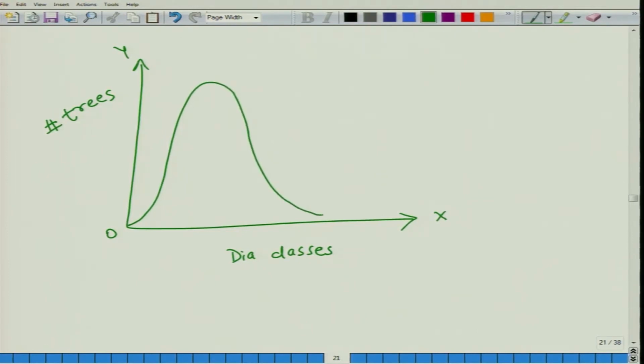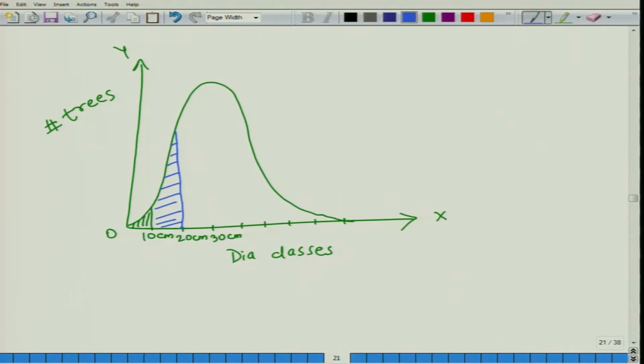This is called a bell shaped distribution. Suppose this is 10 centimeters, this is 20 centimeters, this is 30 centimeters and so on. What this distribution tells us is that these many trees have a diameter of 0 to 10 centimeters, whereas these trees have a diameter between 10 to 20 centimeters and so on.